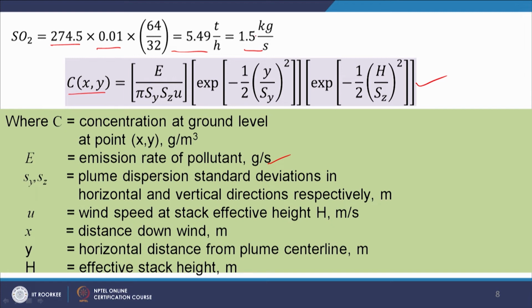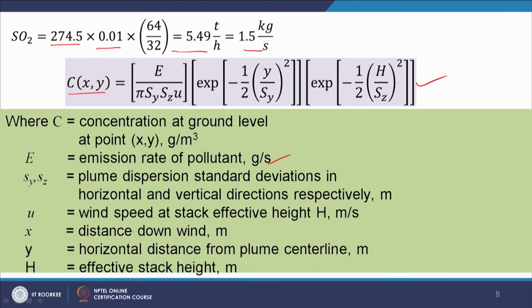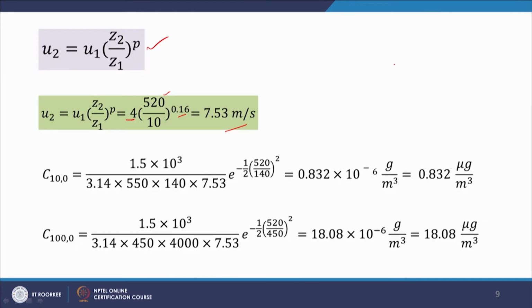So, we will be putting this value here as E, and we need to calculate the value of U2. The 10 meter height velocity is given as 4 and we have to calculate at Z2, that is 520 meter height. So, 520 by 10 to the power 0.16, it is given. So, 7.53 we are getting as the u. So, in this expression now the u value we are getting, SY, SZ given. So, y, SY, all values are given now, del H is also given. So, we will put these values here.